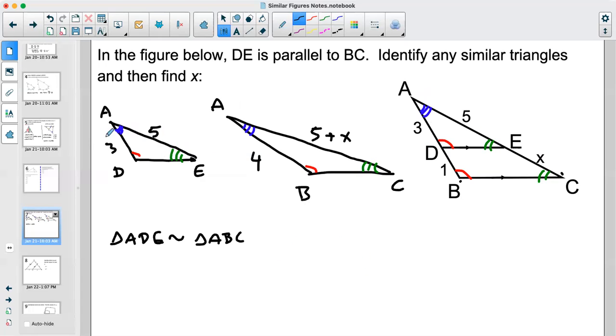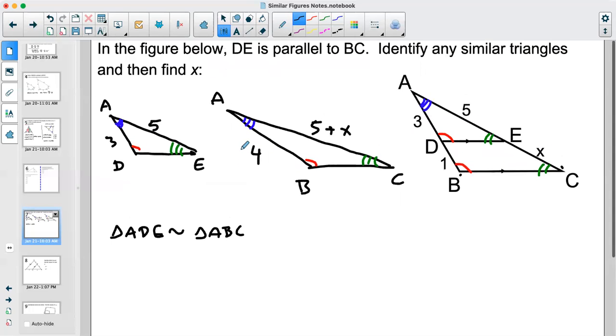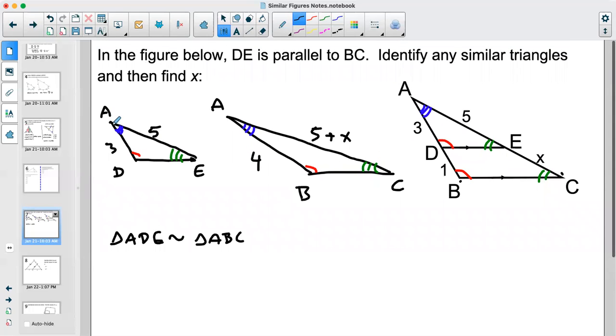I know if these triangles are similar that AD over AB, this side over that side, must be equal to AE over AC. Again, I'm just writing the ratios of the corresponding sides. AD and AB are corresponding, and AE and AC are corresponding. And I know most of these lengths.